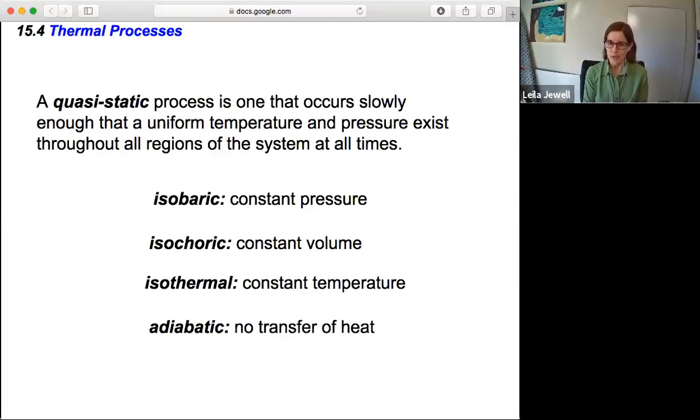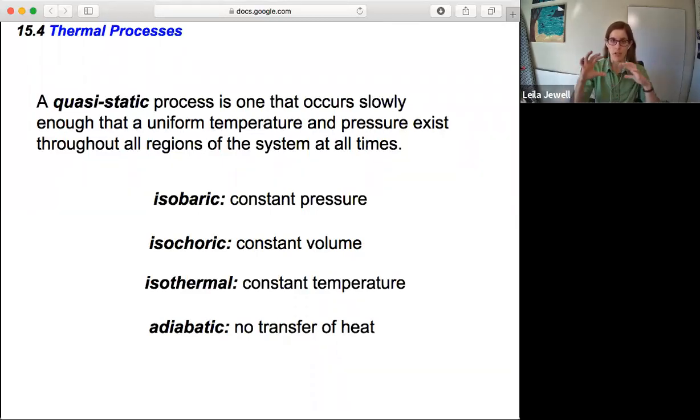Section 15.4, thermal processes. So now we're going to get into applying that first law of thermodynamics to some specific types of scenarios that we'll see. First off, I'm going to mention that all of these processes are quasi-static processes. That just means that it occurs just slowly enough that there's a uniform temperature and pressure throughout all regions of the system at all times. So there isn't a change at one part that hasn't reached the other part.